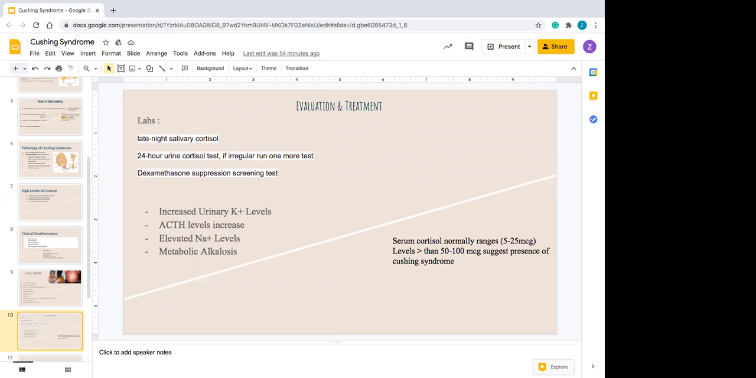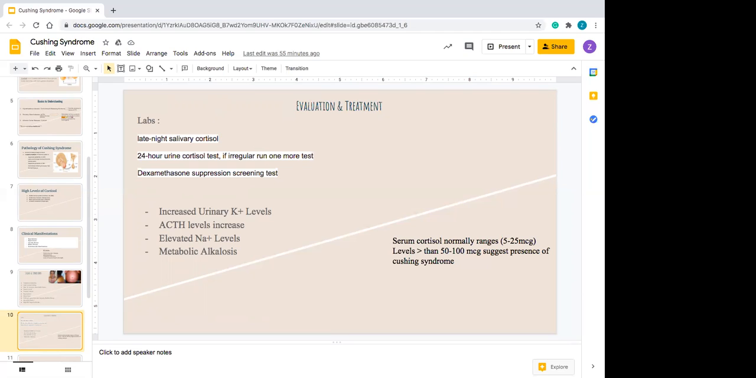So with the labs, they do three types of labs: late night salivary cortisol. It's a saliva sample that can be collected late at night in the person's home, and they can take it and be tested. Usually, they suggest that it's collected at least 3 nights in a row. Then they have the 24-hour cortisol test.